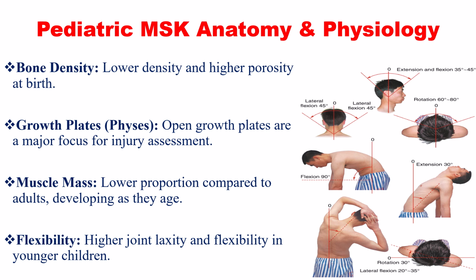Bones: pediatric bones have higher fluid content, making them more pliable. They are less brittle but more prone to bending or bowing. The other is growth plates. The presence of the physis, which is weaker than surrounding ligaments, makes children susceptible to Salter-Harris fractures rather than ligamentous injury. Children have fewer fatigue-resistant muscle fibers, making them prone to faster muscle fatigue compared to adults.